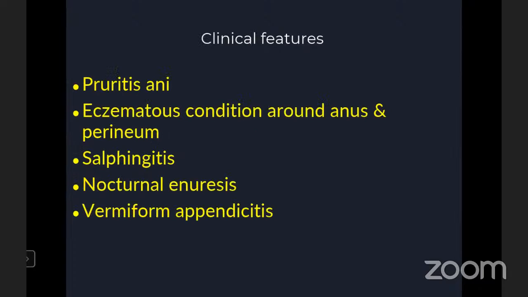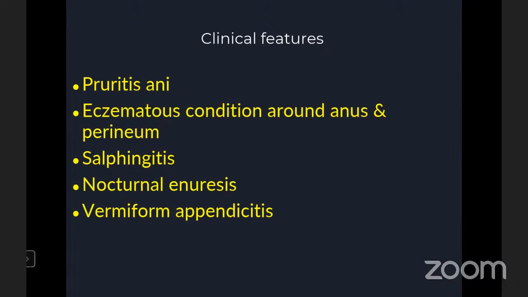Next one is the clinical features of Enterobius vermicularis. Mostly pruritus ani is seen. The worm will crawl in the perianal area and lay eggs, so it will cause pruritus due to continuous itching. It will cause an eczematous condition around the anus and perineum. Sometimes salpingitis, inflammation of the fallopian tube, is seen. As the worm migrates at night, it will disturb sleep, so nocturnal enuresis is sometimes seen.